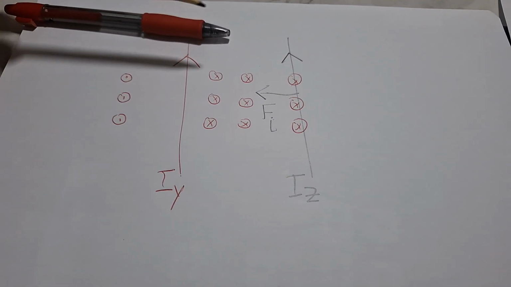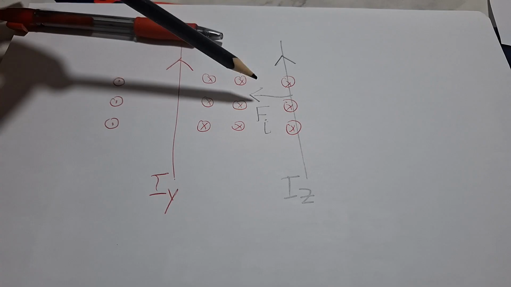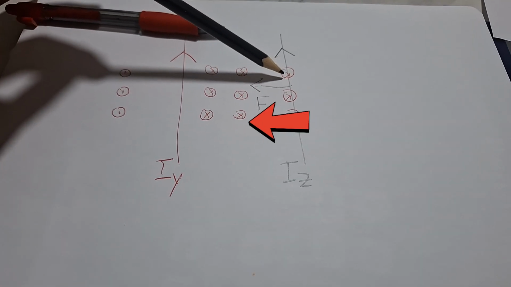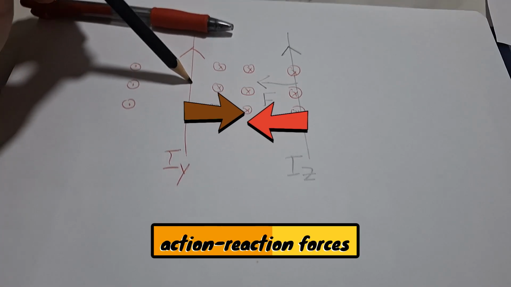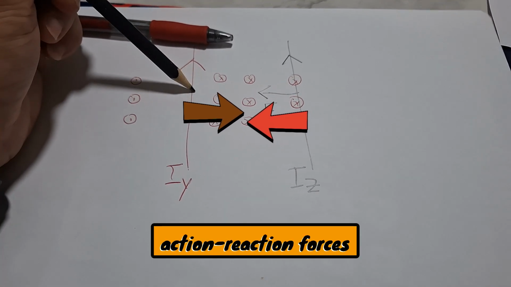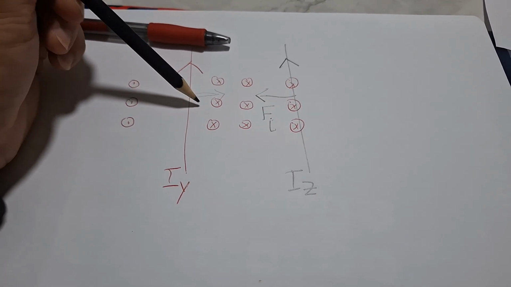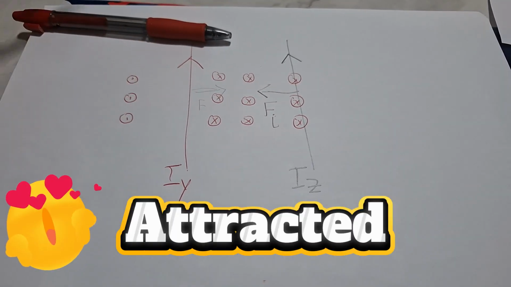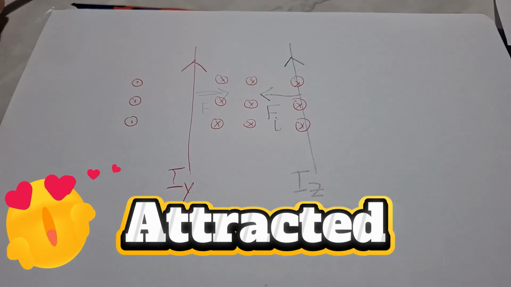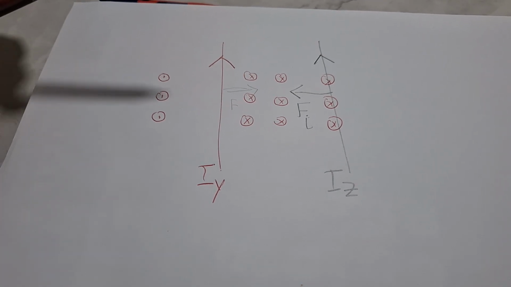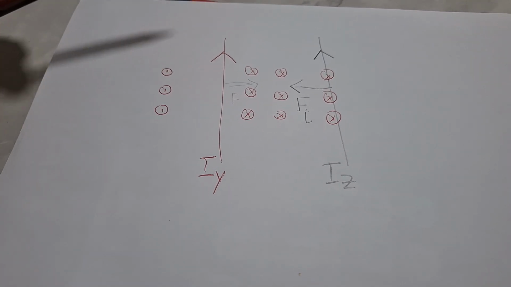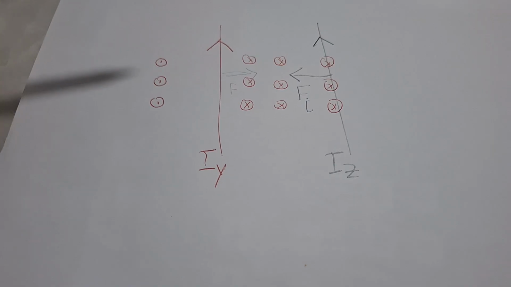Indirectly, if we know that the force induced on wire Z is to the left, by Newton's third law you will know that the force induced on wire Y will also be on the right side here. So we will know that these two wires will be attracted towards each other. On the other hand, if you do not want to use Newton's law, what we can do is repeat the whole thing again, but now the context is on wire Y.